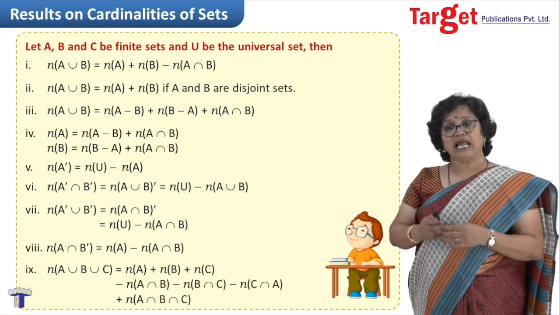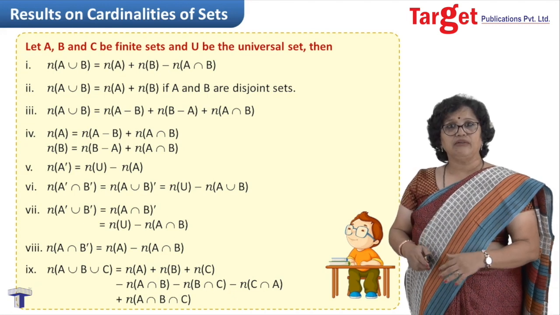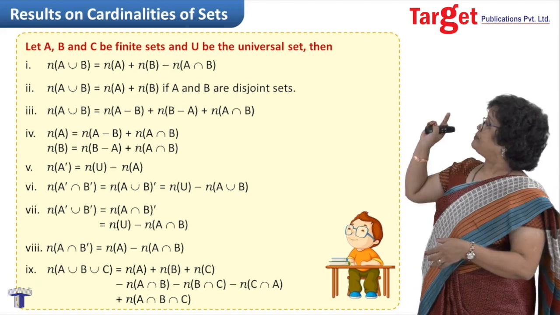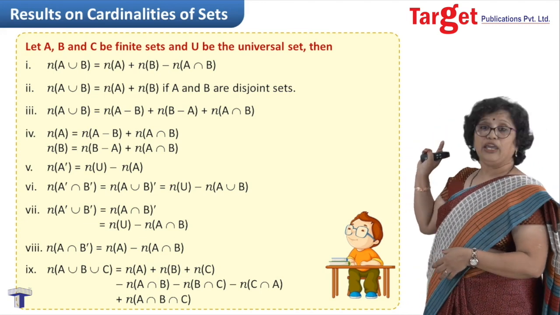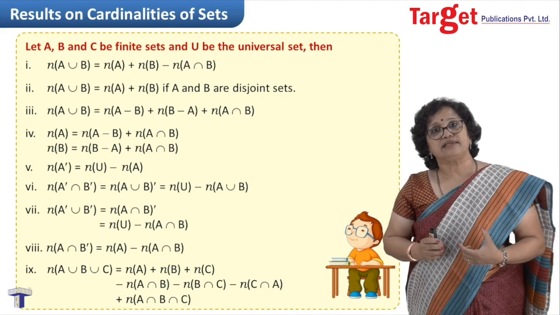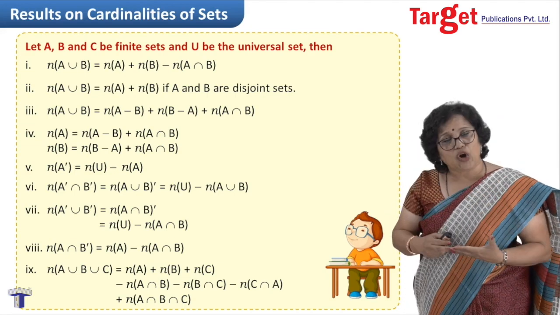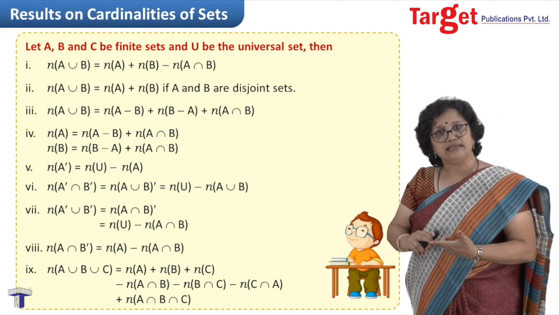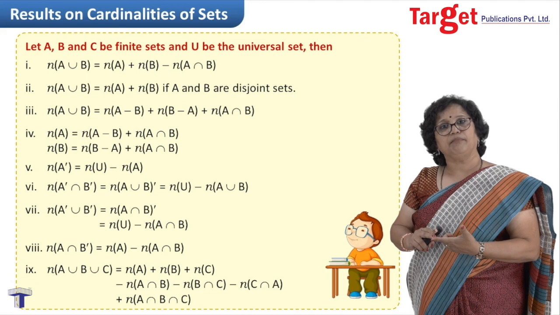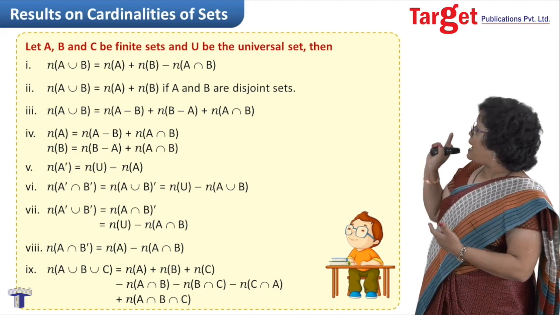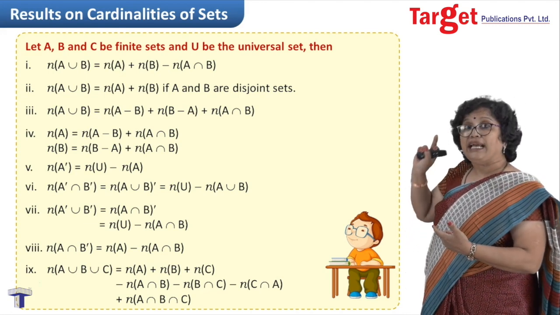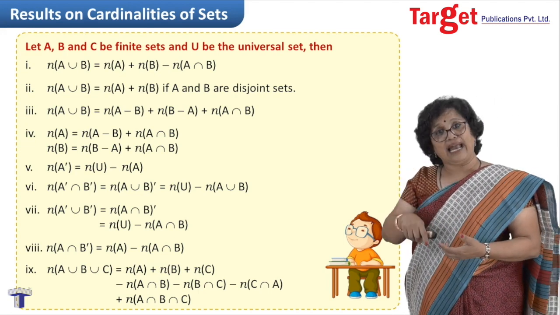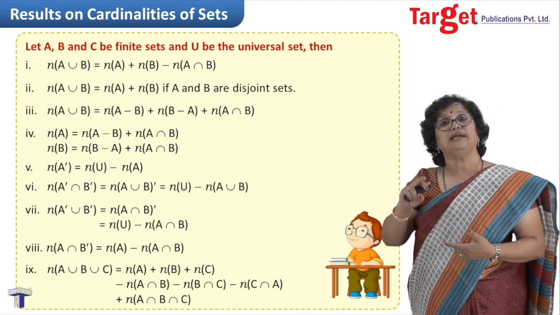Now I write the last one, and that is extremely important, which is nothing but the generalization of our first result with which we started. We started with N of A union B, and now instead of taking 2 sets, I take 3 sets. So N of A union B union C is N A plus N B plus N C minus N of A intersection B minus N of B intersection C minus N of C intersection A. Now, having written 3 minus signs, we are subtracting something extra, so we need to add at the end N of A intersection B intersection C.